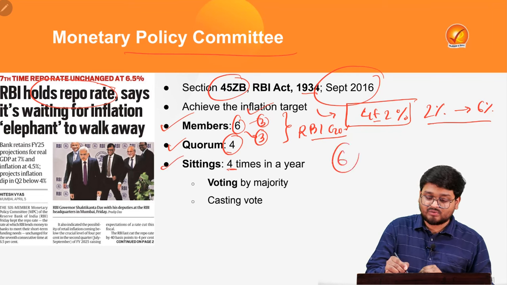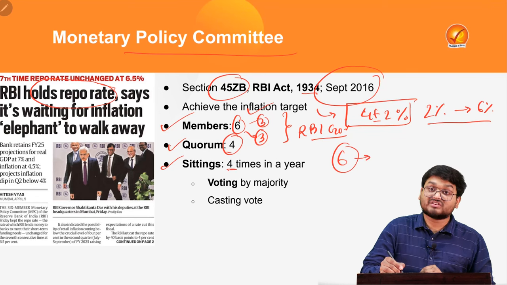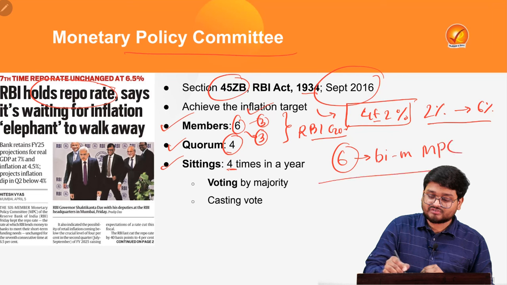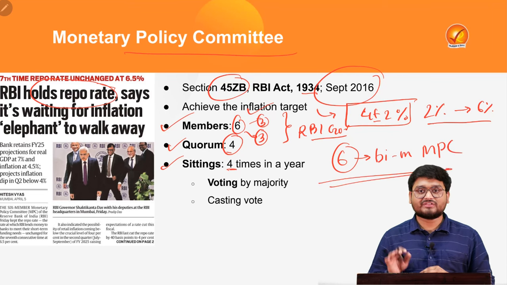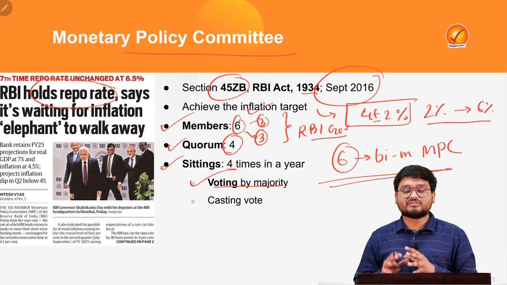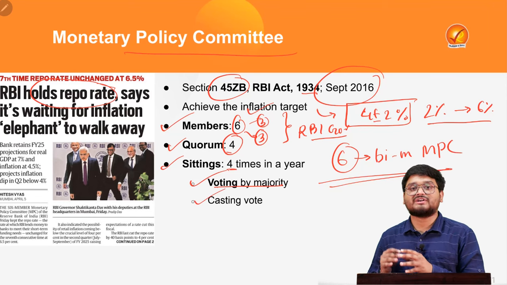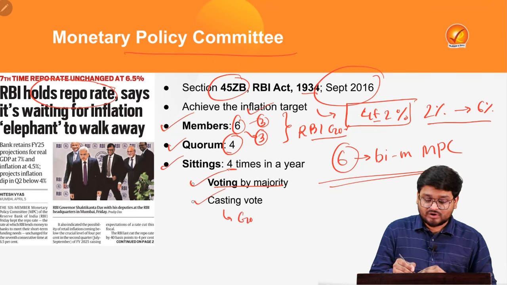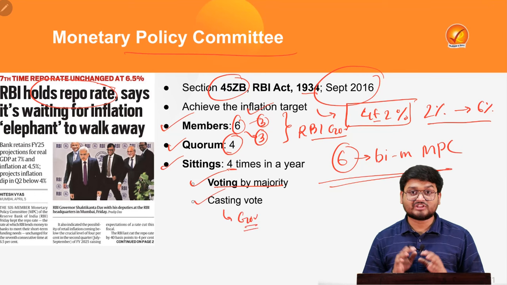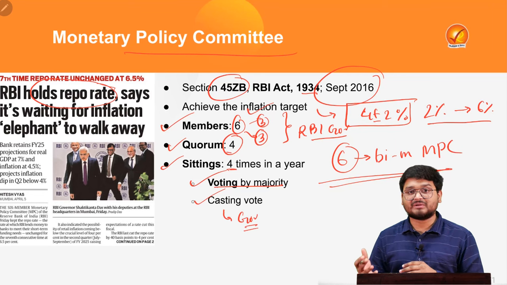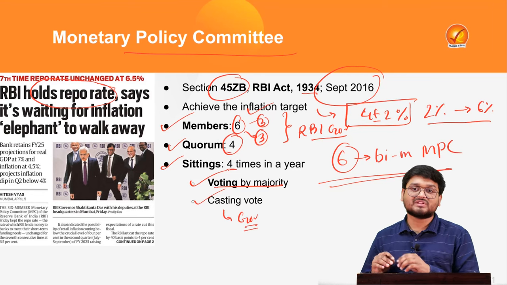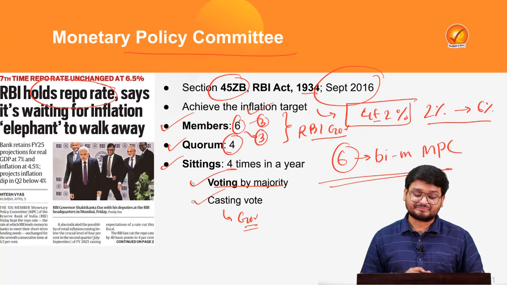Actually, they sit around 6 times in a year. That is why these meetings are also known as bi-monthly MPC meetings, because every 2 months they meet, around 6 times a year, and they vote via majority. All the decisions of the committee are put up for a vote, where they vote by majority, and if there is any kind of tie in voting, the governor of the RBI will get the casting vote with respect to any decisions, such as changing the repo rate or not, such as any other schemes and policies by the Monetary Policy Committee.